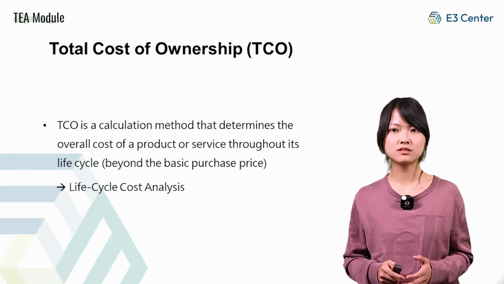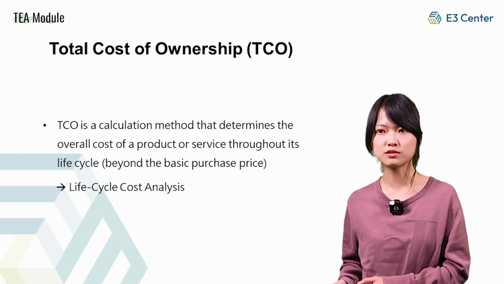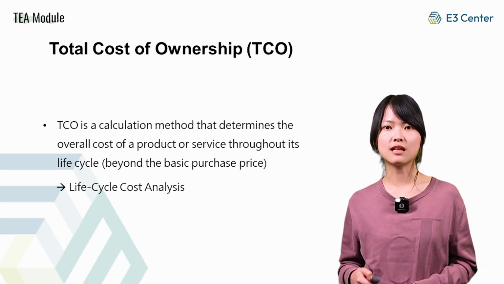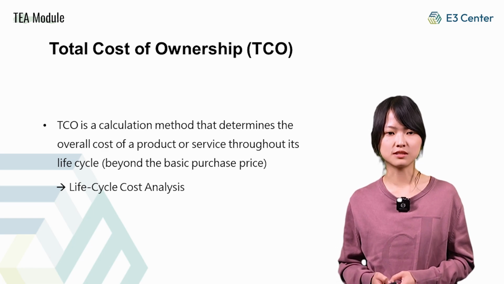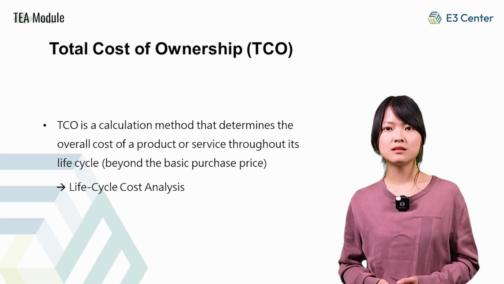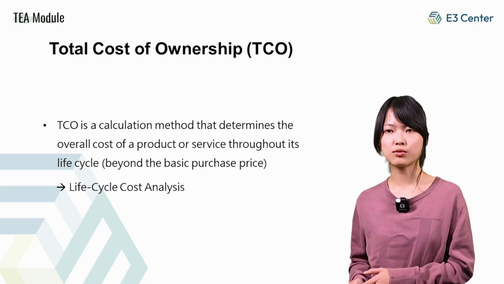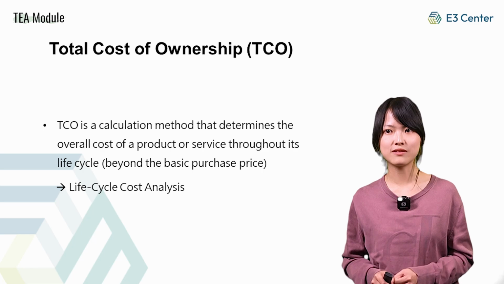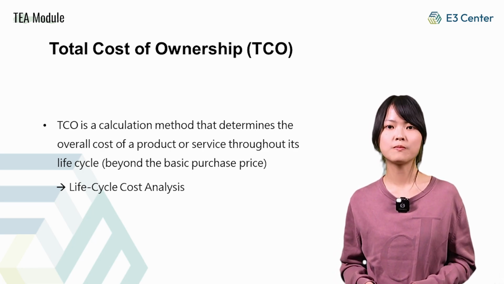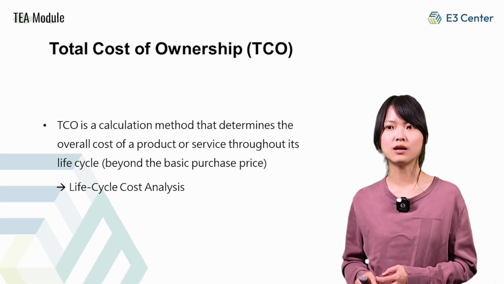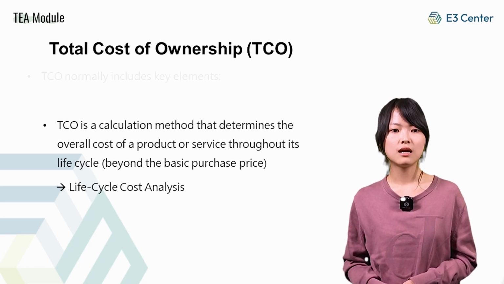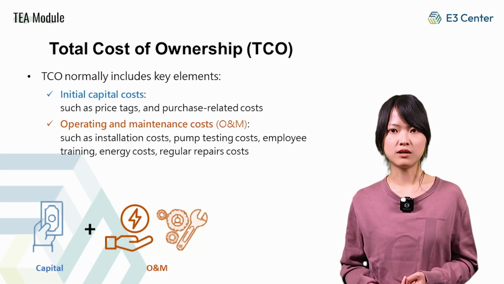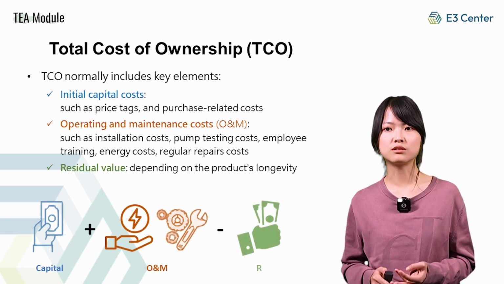So alright, let's now turn our attention to another widely used method, so-called the total cost of ownership, or TCO, for assessing economic performance from a life cycle perspective. So what is TCO? TCO is more than just the initial purchase price of a product. It includes a variety of costs over the product's life, from acquisition through disposal. This approach is often referred to as a life cycle cost analysis. And TCO normally includes the three key elements: initial cost, operating and maintenance cost, and the residual value.